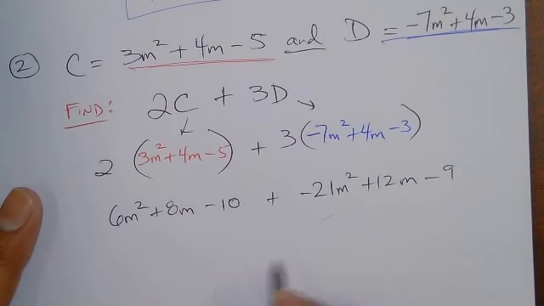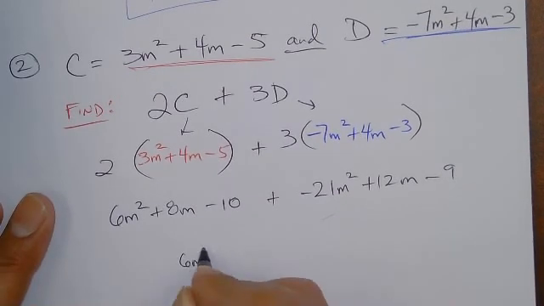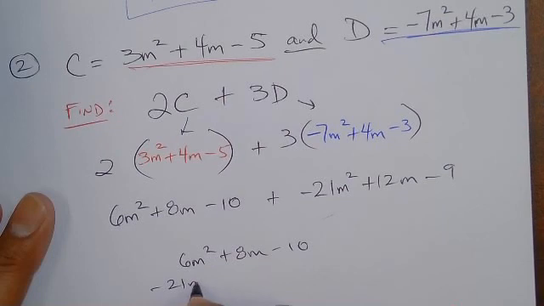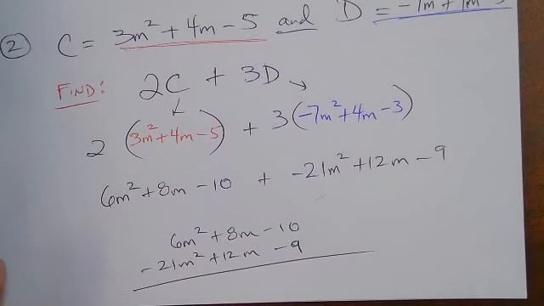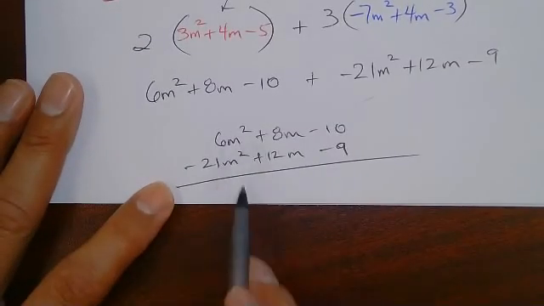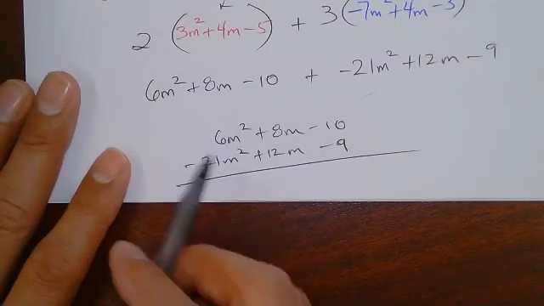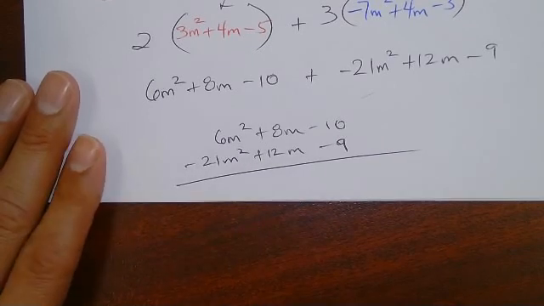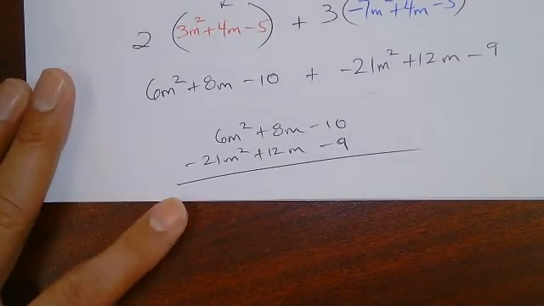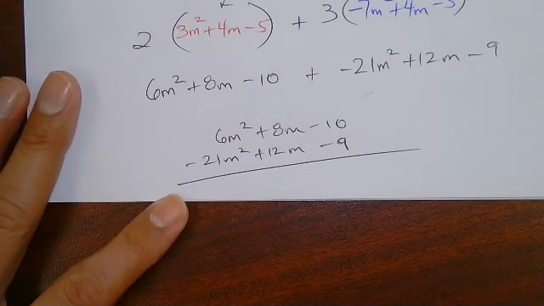Or what you could have actually done was, couldn't I have written this right under here? Because I'm going to have to group them anyways. So I'll write it again, 6m squared plus 8m minus 10. And I'm going to write this one negative 21m squared plus 12m minus 9. See, it's easier to do it like this. You guys see what I mean by writing them underneath in columns, and in that way you're already combining like terms.